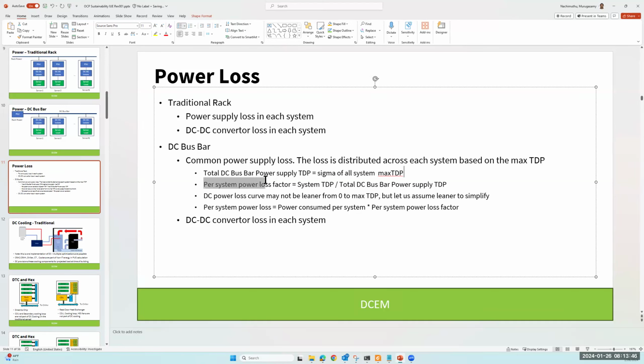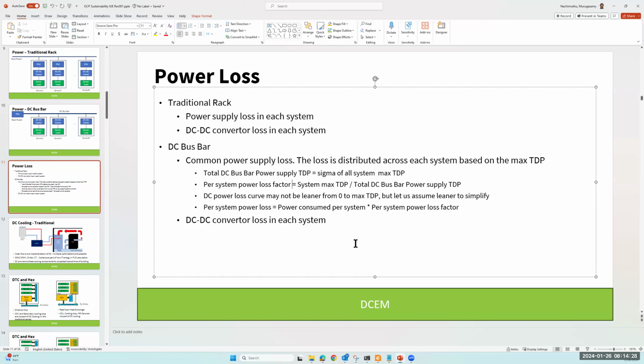So if you assume that, then, not for the loss purposes, you have a per system TDP, max TDP, I should say. Then your total power supply. If I divide this by the total, then that is a factor you get. And that factor you want to use for calculating per system loss. But the only thing is, if you assume it's all max power, then this factor looks good.